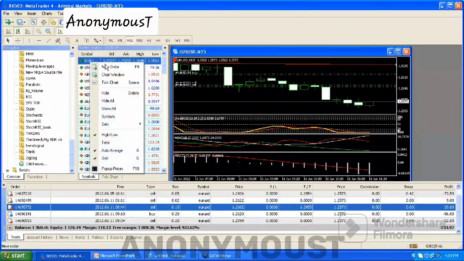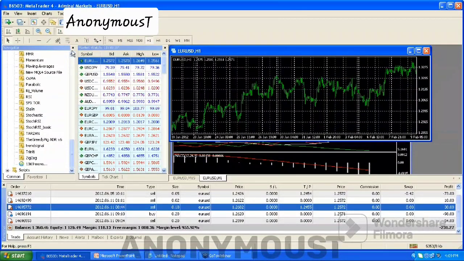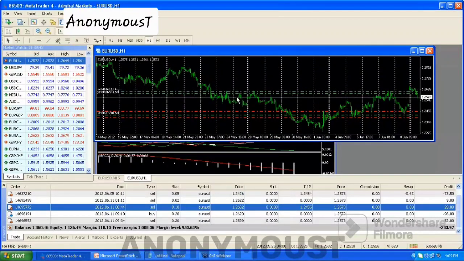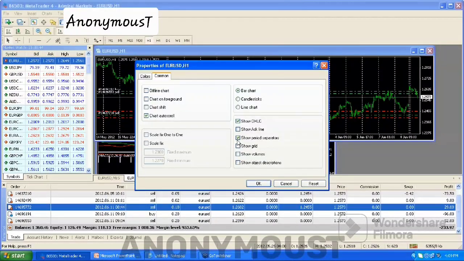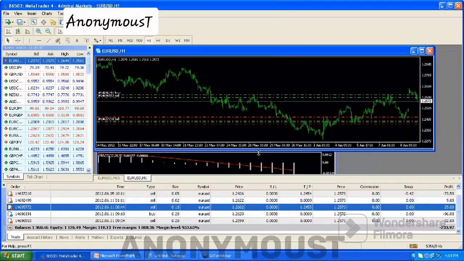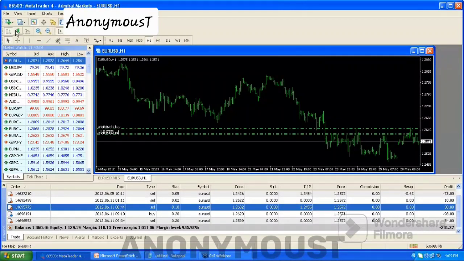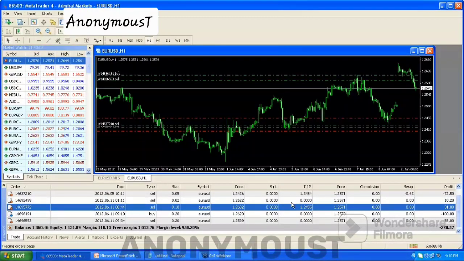Okay, let's take a new chart window. We should turn the grid off. Period separators we don't need. Fine. Now how do I draw a Fibonacci? As I told you, you have to take the lowest point of the lowest candle and the highest point of the highest candle. I'll just zoom in a little. We'll make it candlesticks. Now where do you find the lowest and the highest candle?